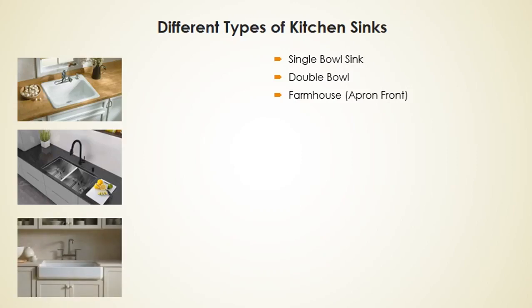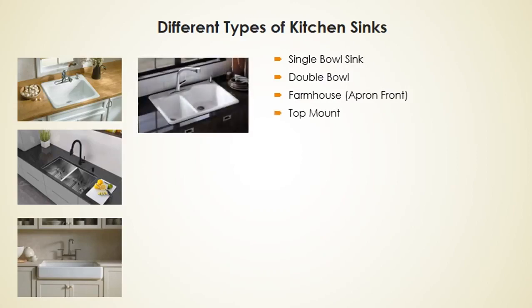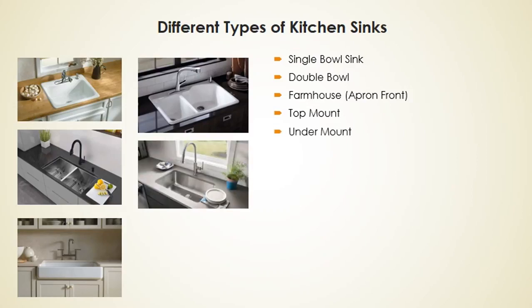Okay, then there's a farmhouse apron front. It is something like that you can see. Okay, then there's a top mount kitchen sink that has been mounted from the top, inside the countertop. Then there's an under mount, something like this, where you cannot see the edges. However, you can see the edges of the sink in the top mount.